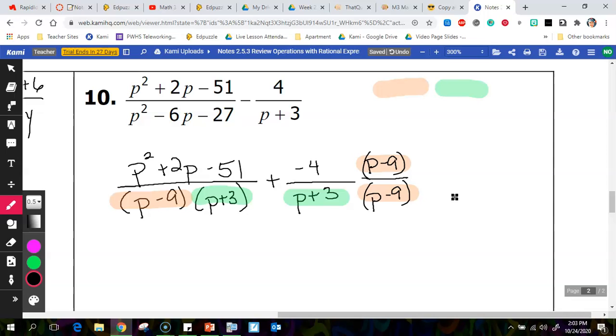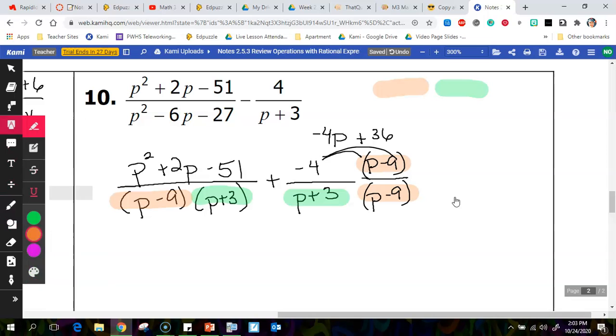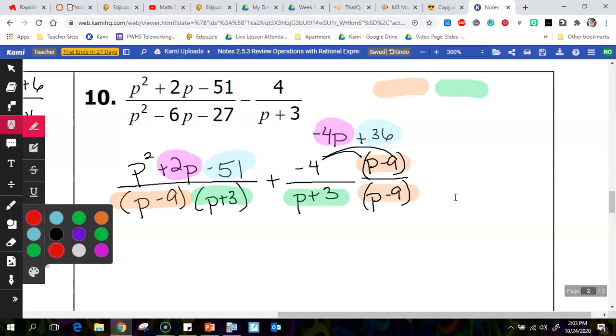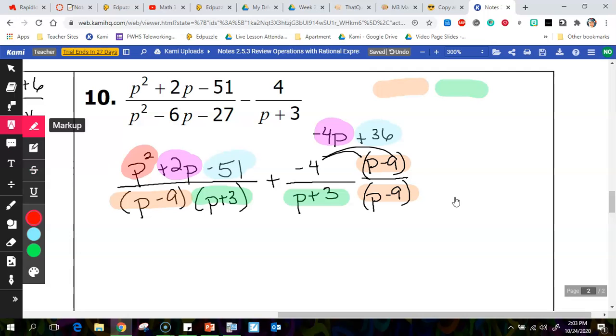So now I just need to rewrite it one more time, or you know what I can do? I can just do this numerator over here. So -4 times this is -4p plus 36. Okay, so now what I need to do is add the numerators together. I've got some like terms. I've got a positive 2p and a negative 4p. And I also have a negative 51 and a positive 36. The p squared is by itself because there's nothing to add to it.